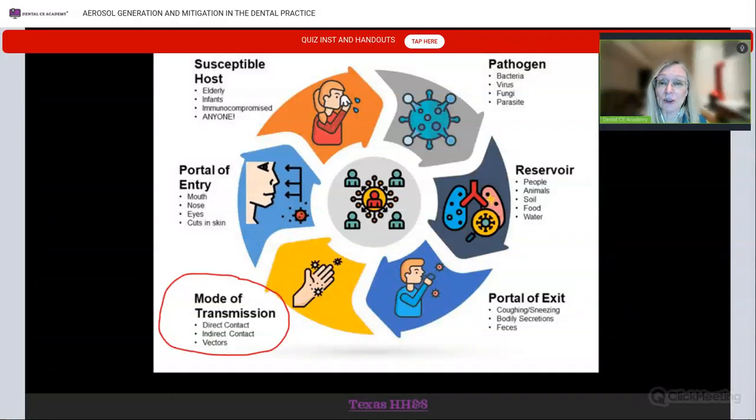So we have cause to make sure that we're doing everything possible to protect not just ourselves, but our patients as well. And by doing so, by protecting ourselves, we're also protecting our family members at home, because these pathogens don't just stay in your practice. They can go home with you and they can infect your family members or whomever you live with.